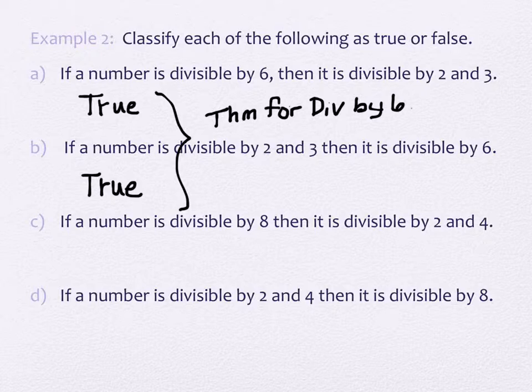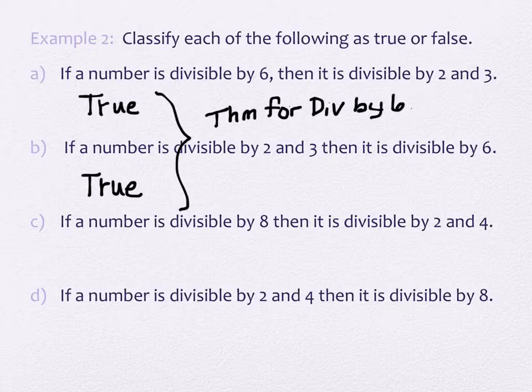Okay? I mean, that's the reasoning for why this is working. This is our divisibility rule by 6. Okay, now notice what C and D are doing. C and D make it sound like A and B did, right? I've got the if and only if.